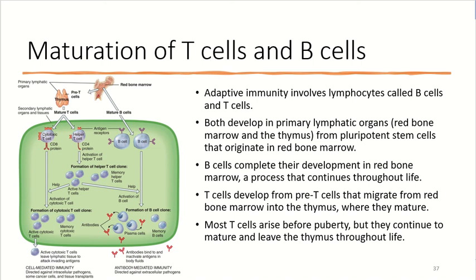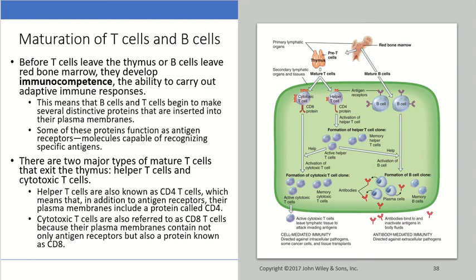Most T cells are going to arise before puberty, but they are going to continue to mature and leave the thymus throughout life. So, before T cells leave the thymus, or before B cells leave the red bone marrow, they're going to develop immunocompetence, and this is the ability to carry out adaptive immune responses. So this basically means that B and T cells are going to begin to make several distinct proteins that are going to be inserted into their plasma membrane.